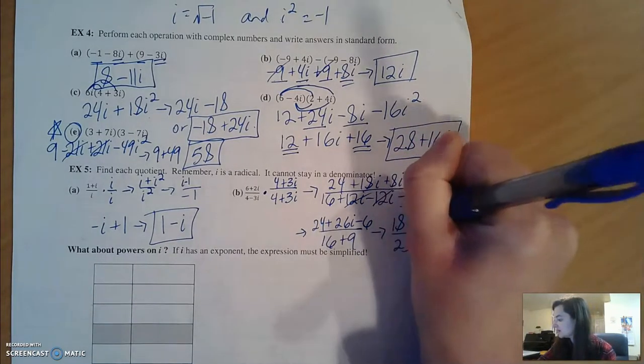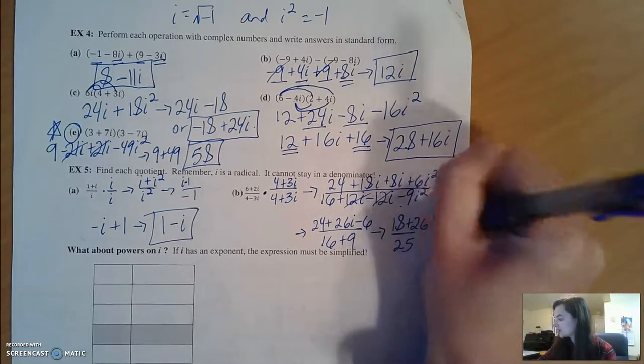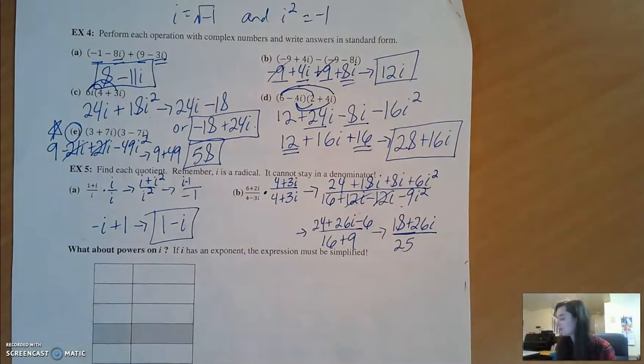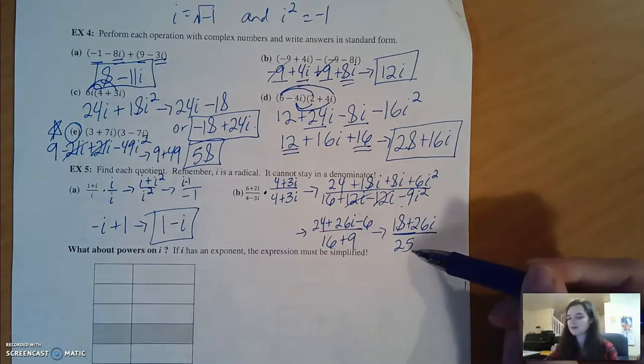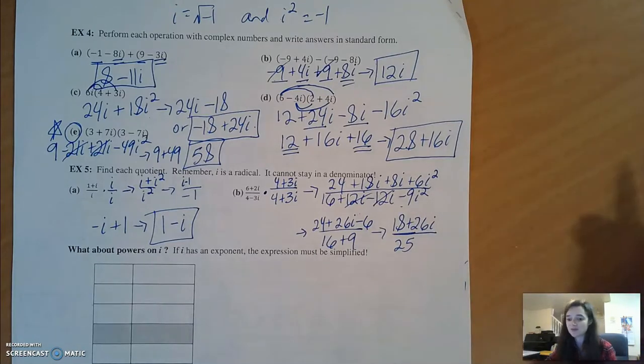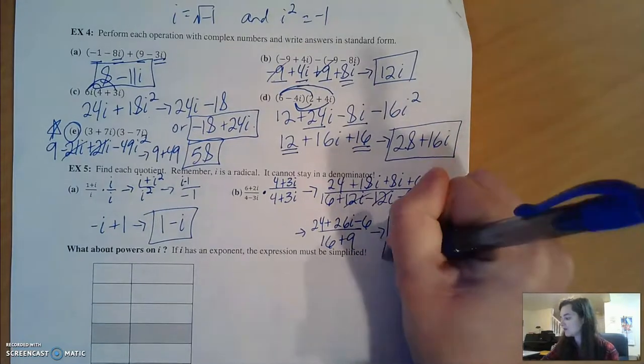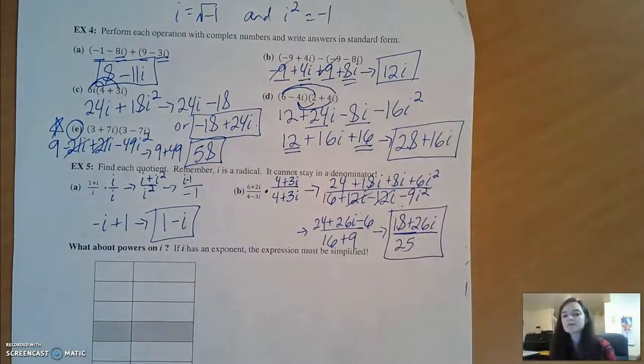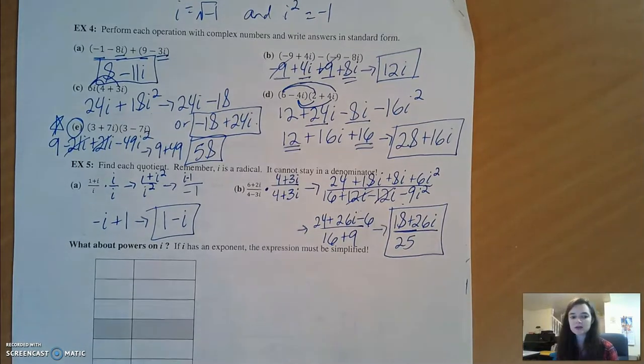So now I've got 18 plus 26i all over 25. We do always double check that nothing simplifies, and in this case, it's not going to simplify. 25 is 5 times 5, and 18 and 26, they are not divisible by 5. So there's nothing that everything's divisible by. So we can't simplify further. We're done.